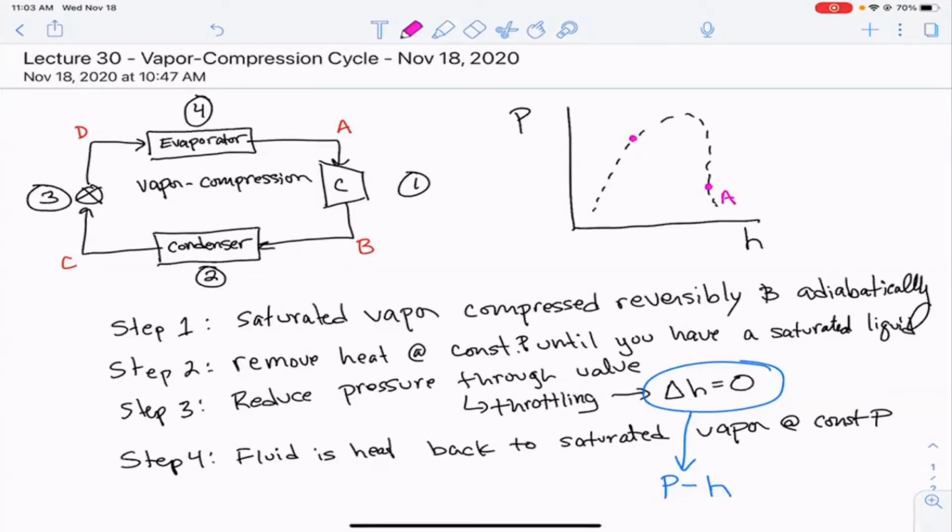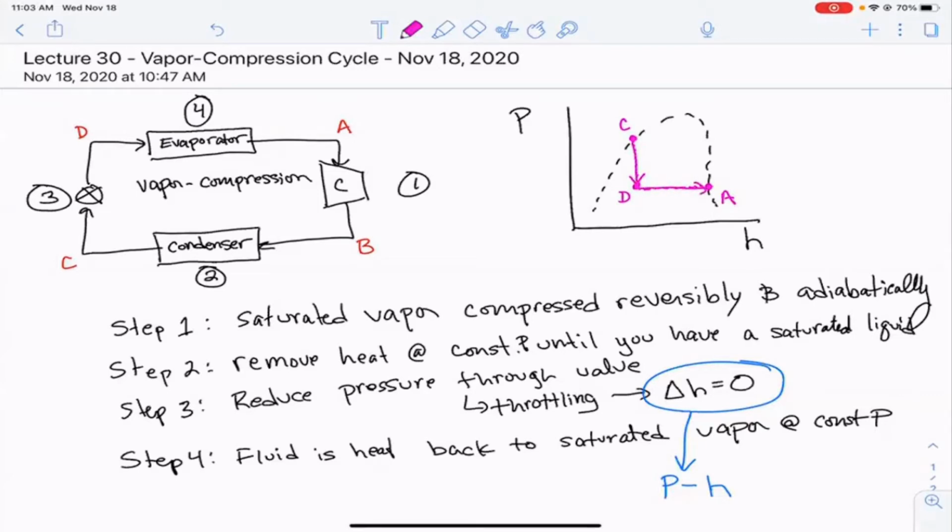And because step 3 is at constant enthalpy, we're going to have a vertical line where we drop the pressure through the valve, right? And so we're actually here. So that's state D. So right, we're moving in this direction on the pH diagram.